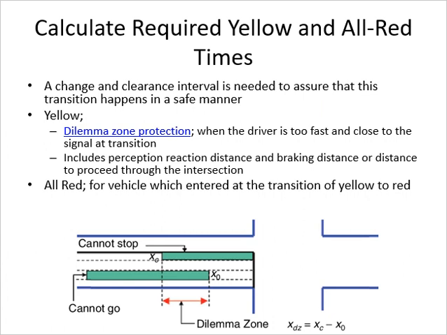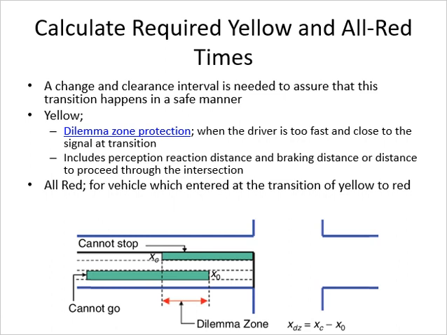Then you calculate the yellow and the all red times. Yellow time is also called the clearance time, and all red time is called the change interval. Yellow time is given for the drivers to think and decide whether they want to go on or stop, whether they feel that they will cross the signal during the yellow time.